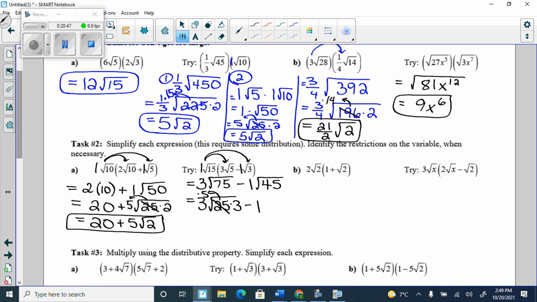Minus 145, does it break down into anything? Yeah. 9 and 5. When the 9 comes out, it becomes a 3, and you multiply the numbers in front. This is why radicals are so important in grade 10, because what we're doing right now is mainly grade 11, or the top is grade 11, and mainly we're doing grade 10 after.